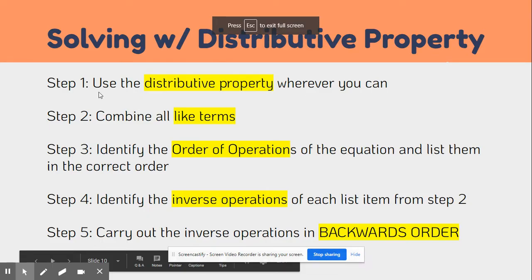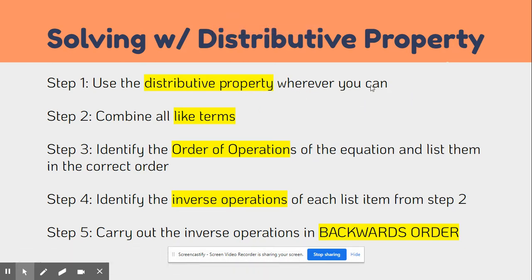But first we have to use the distributive property wherever you can. And so if you see an opportunity to distribute, you can go ahead and do that. The next thing that we need to do is to combine all of the like terms that we have. So anything that has the exact same variable, we can combine, or anything that is a constant, meaning it has no variable, we can combine those as well.